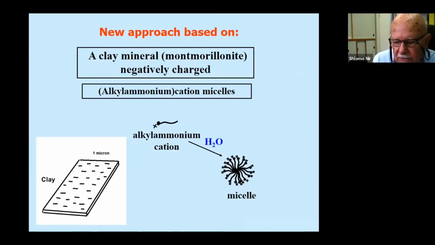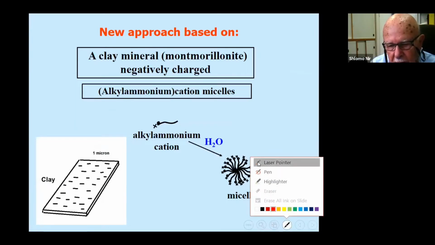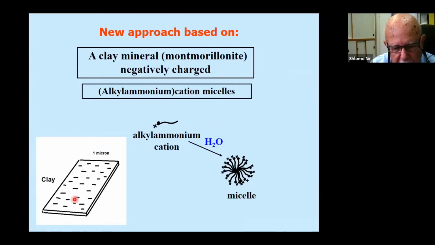Technology involves two elements. One is a clay mineral, or a clay. It consists of platelets, negatively charged, with a large surface area. The second is alkyl ammonium cation, which forms micelles spontaneously above a certain concentration.